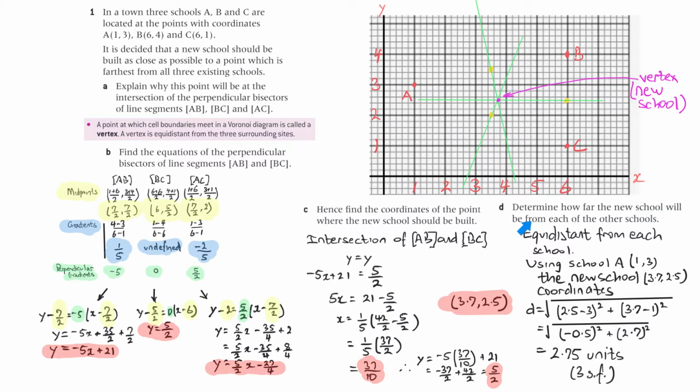D, determine how far the new school will be from each of the other schools. Well, it's equidistant from each school, so we're just going to use one of the schools. I've chosen A, and that's at 1, 3. So we're going to look at the distance from there to there, and we're going to use the distance formula, which is d equals the square root of y2 minus y1 squared plus x2 minus x1 squared. The points we're using are school A and the vertex point, which we just found over here, 3.7 and 2.5. And then it resolves down to 2.75 units. It says in the book it's kilometres, but there's nothing in the story to say it's kilometres, so I've put it as units to 3 significant figures.